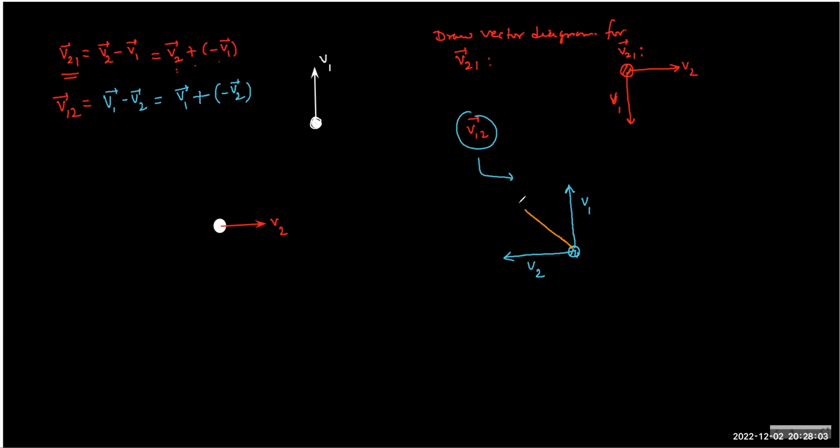In this direction. Something like this. This is V12 direction. And here, so it will appear to me that you are going this way. Is this clear? Yes.